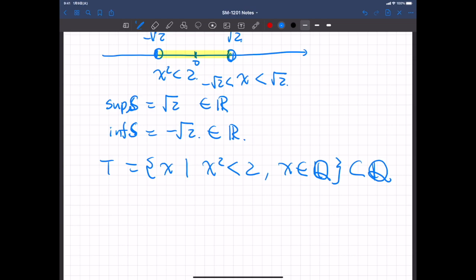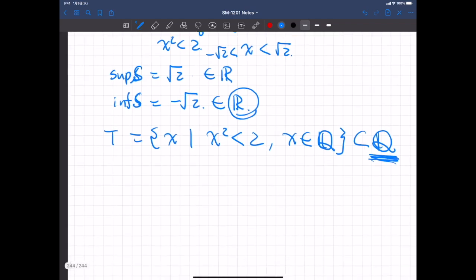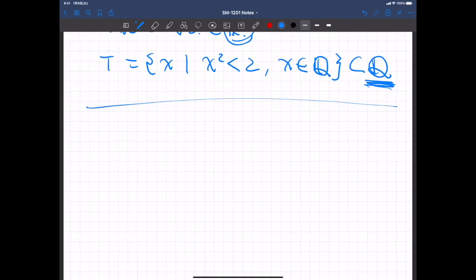supremum is of course square root of 2, but that is not a rational number. And also infimum, negative square root of 2, is irrational, so that doesn't belong to this set, the set of rational numbers. So the very existence of supremum and infimum within real numbers, so this eliminates the continuity of real numbers. Okay, so based on this, we introduce the following axiom.